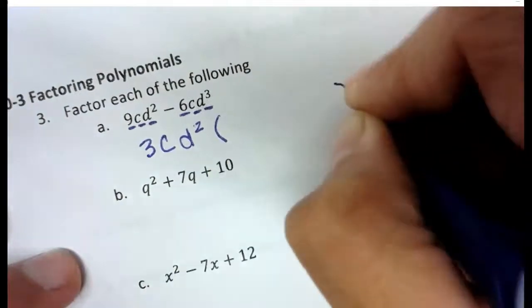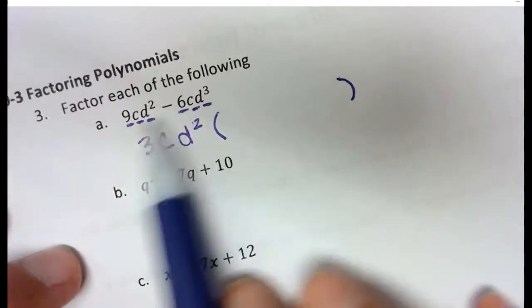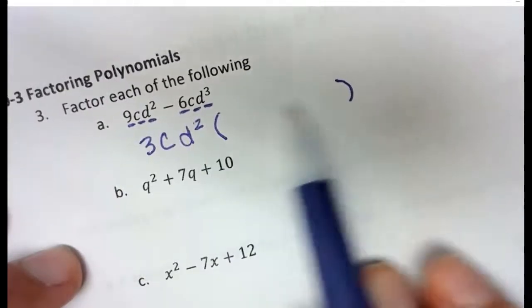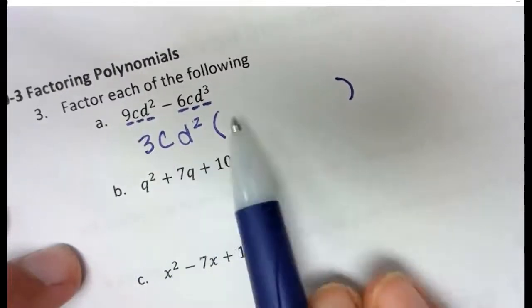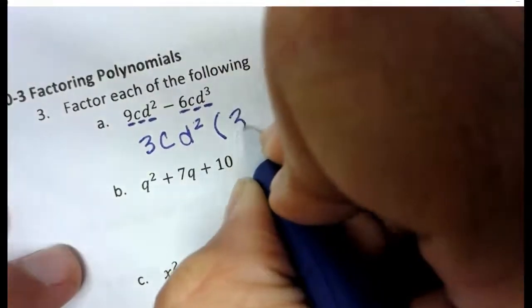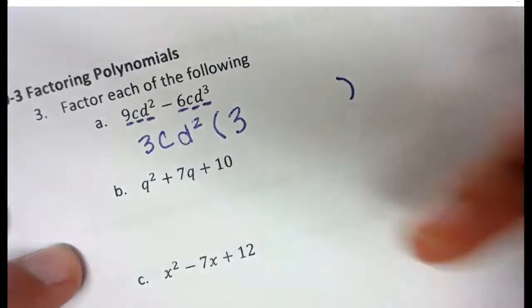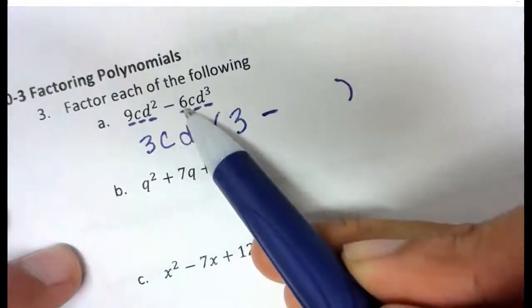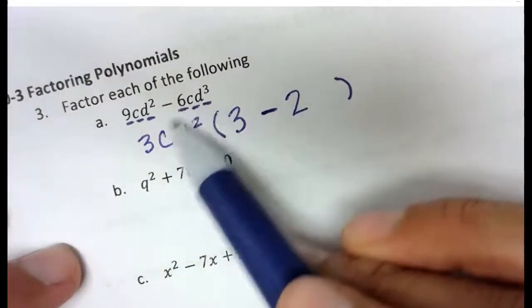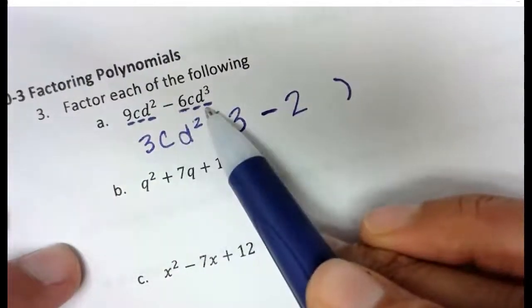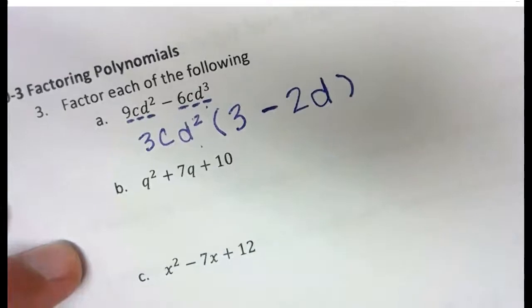In factored form, you have to tell me what's left behind. So again, this is the GCF. Then you have to tell me what's left behind. So to get to 9, after you divide it by 3, you have left a 3. I took away the C and all of the D's. 6 divided by 3 is 2. Again, took away the C's. I had 3 D's to start. I have 2. I took away 2. That means I left 1 inside.